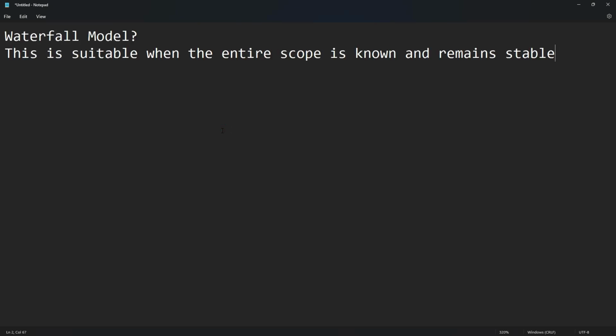So the waterfall model, you should only use the waterfall model if you know the entire scope, and you know it remains stable. For instance, you are going to work on a system. You understand everything the system should have. You understand the full problem the system is supposed to solve, and you know that this problem will never change. And you shouldn't make the mistake of using a waterfall model where you know that the thing is not stable and you do not even fully understand the problem you're supposed to solve.